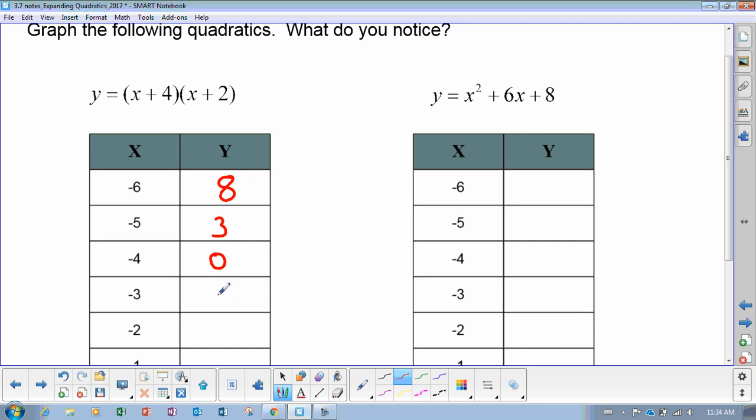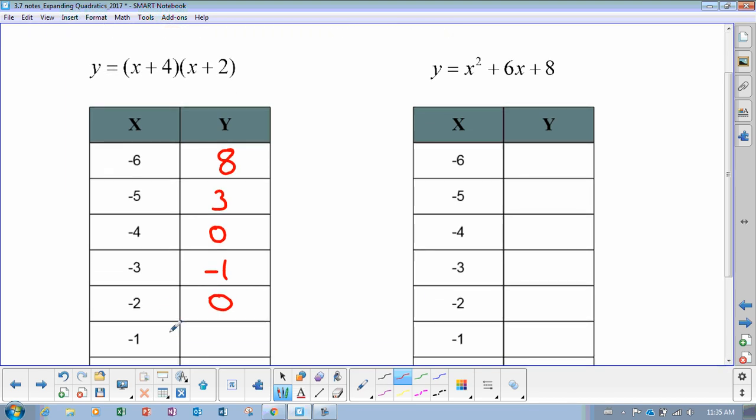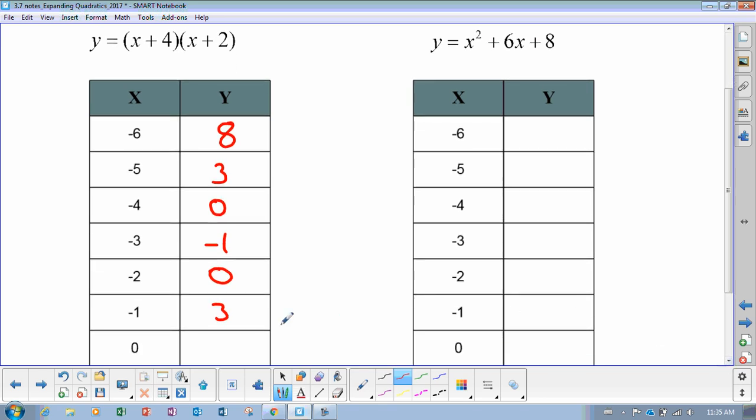Put in -3, we're going to have 1 and -1, so we end up with -1. -2 goes in there, we're going to get 0 again. I'm going to put in -1, we get -3 times 1, so we should get 3 here. Put in 0, we get 8. Okay, I think that's it.